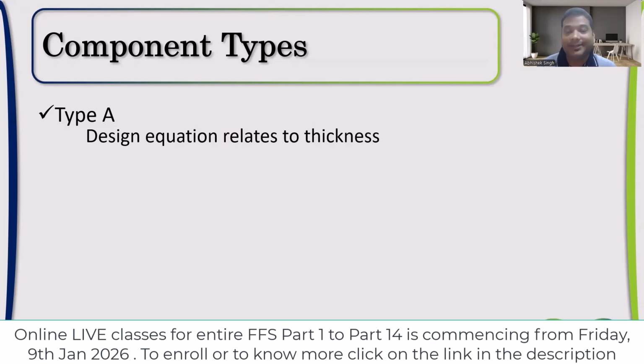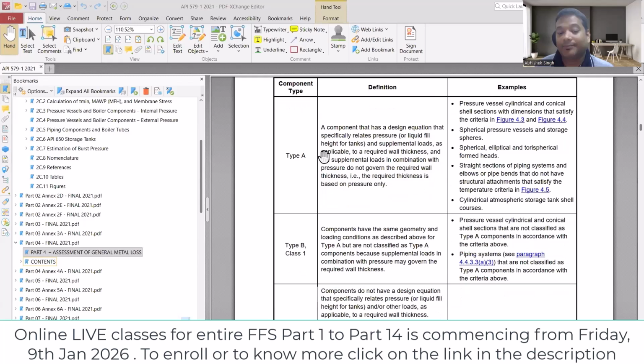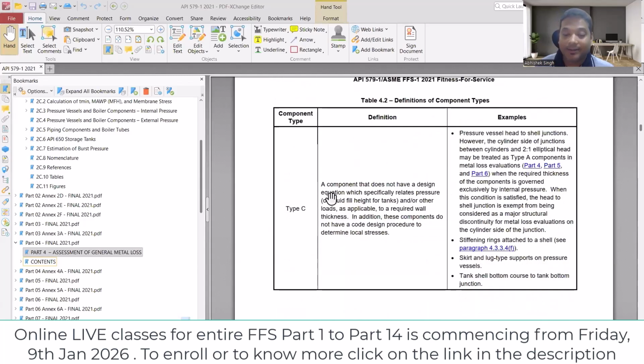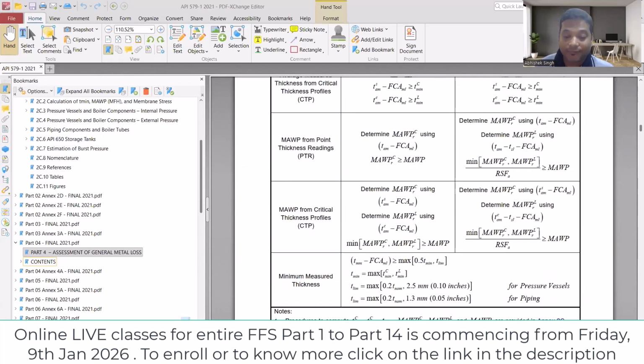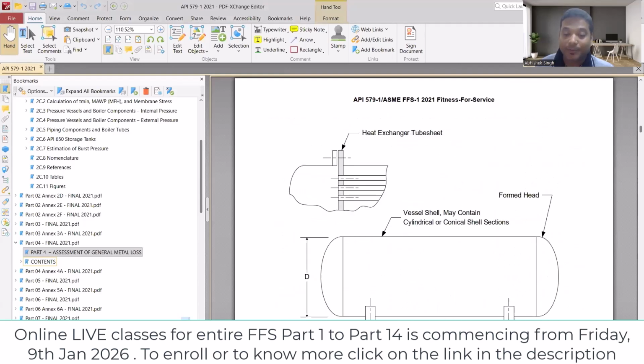Yes, Gaurav, it is given in API 579. If you open Part 4, it is mentioned. Let me see if I can show it for you. Whatever criteria I am mentioning is from the code. You can see here the definition of the different types, and I think there is also a very good sketch giving the geometrical limitation.